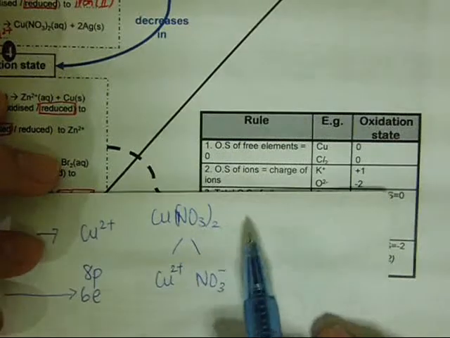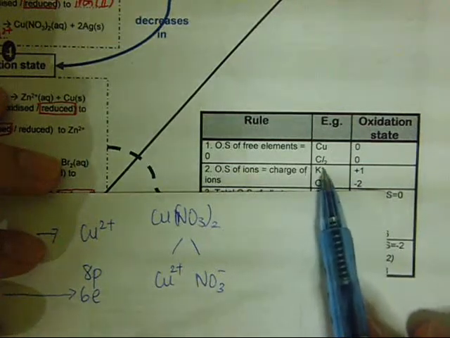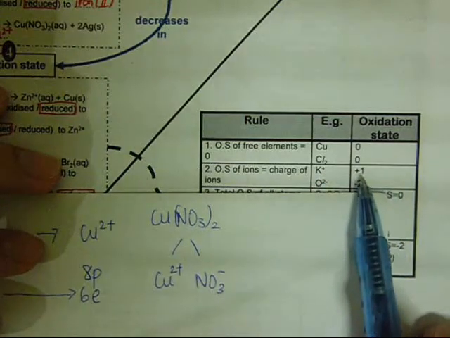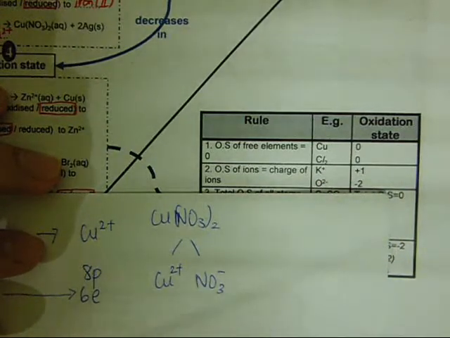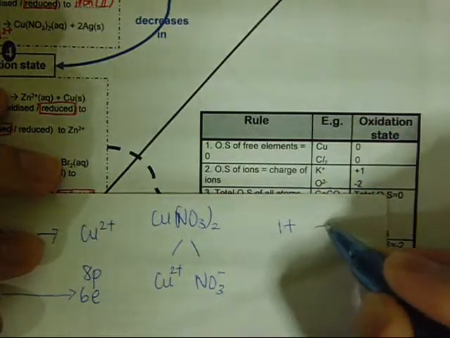Now the next one is the oxidation state of ions. It's the same as the charge of the ion. If I have a potassium ion, the charge is 1+, so the oxidation state will be +1. So if I have charge 1+, the oxidation state is +1.